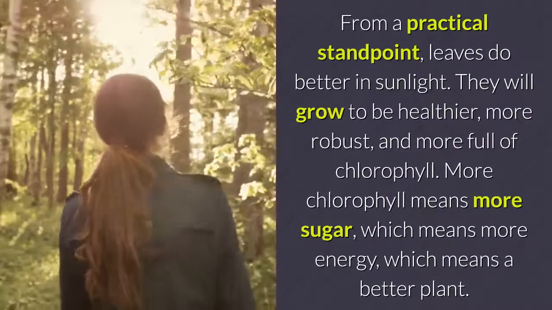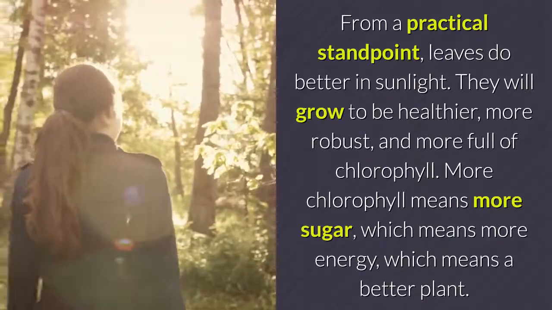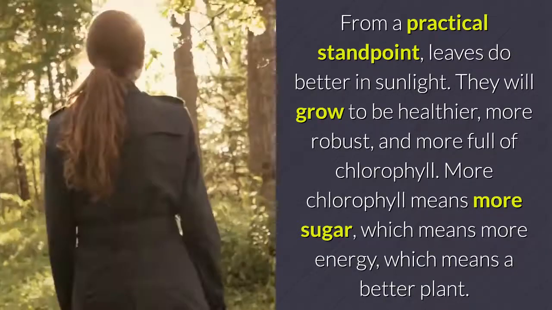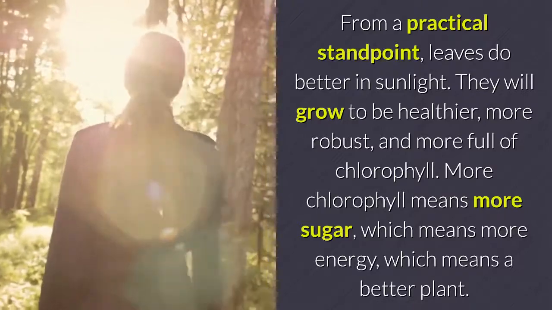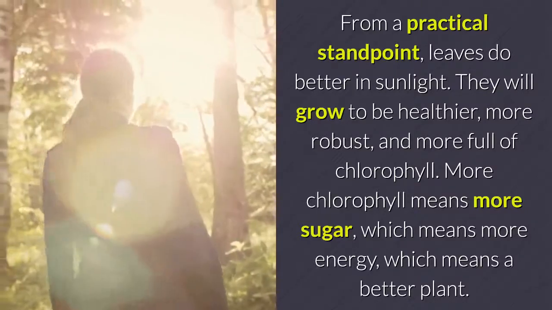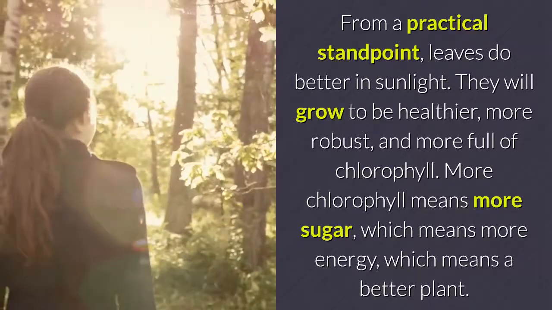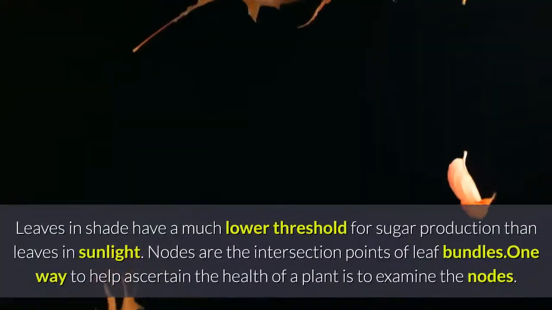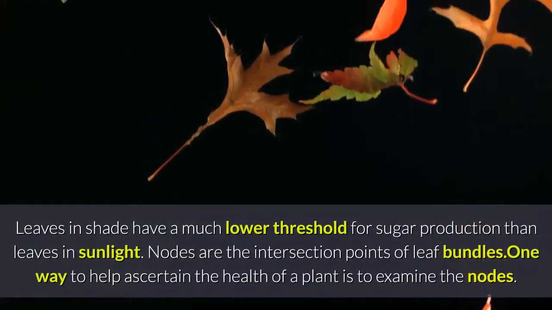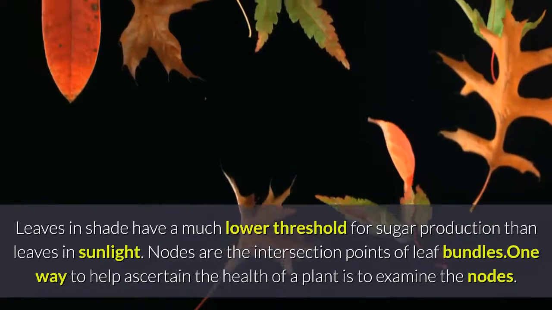From a practical standpoint, leaves do better in sunlight. They will grow to be healthier, more robust, and more full of chlorophyll. More chlorophyll means more sugar, which means more energy, which means a better plant. Leaves in shade have a much lower threshold for sugar production than leaves in sunlight.